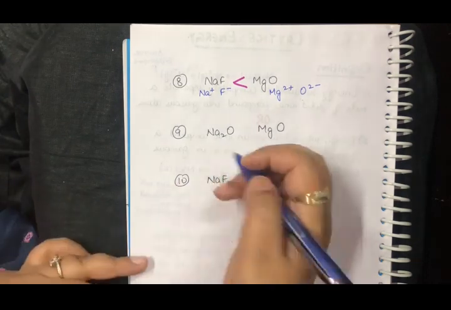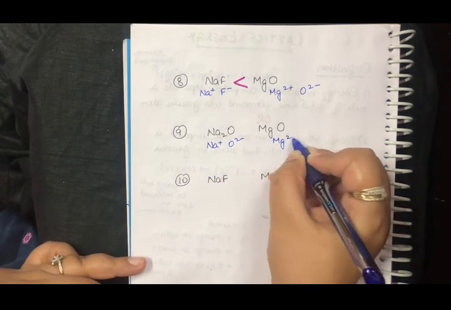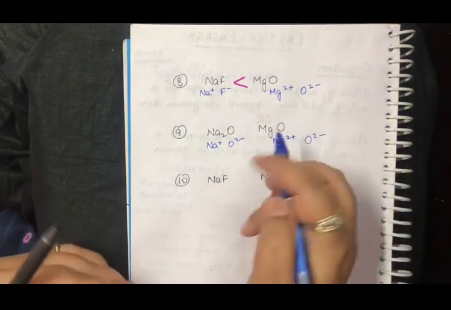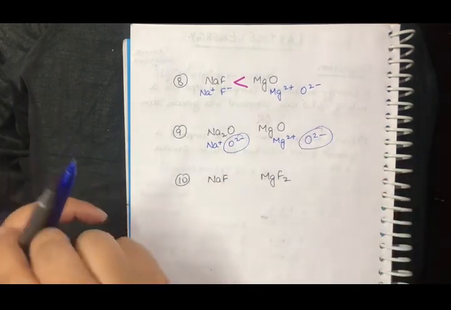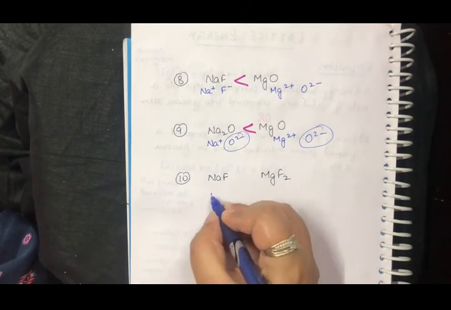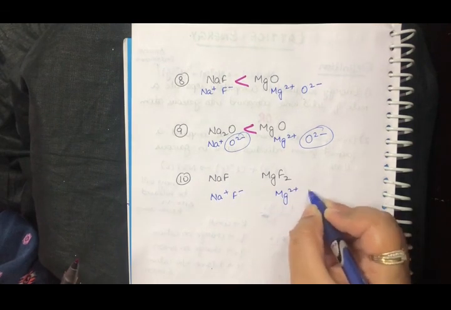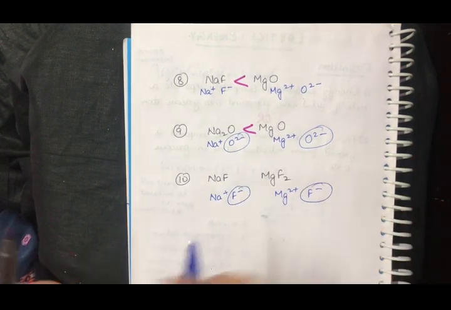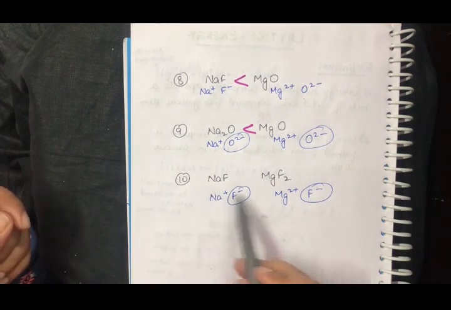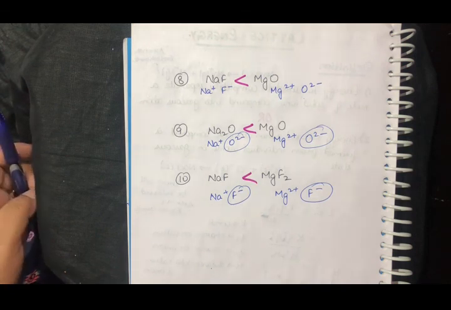Now if I talk about this, it is Na+ and O2-, and here it is Mg2+ and O2-. Again O2- is common. Who is having the more charge here? It is this. And the last is Na+, F-, and here it is Mg2+, F-. F- is common. Which is having the more charge out of Na+ and Mg2+? It is this. I hope the concept is clear and you do not get confused in any of the questions related to lattice enthalpy in your entrance exams.